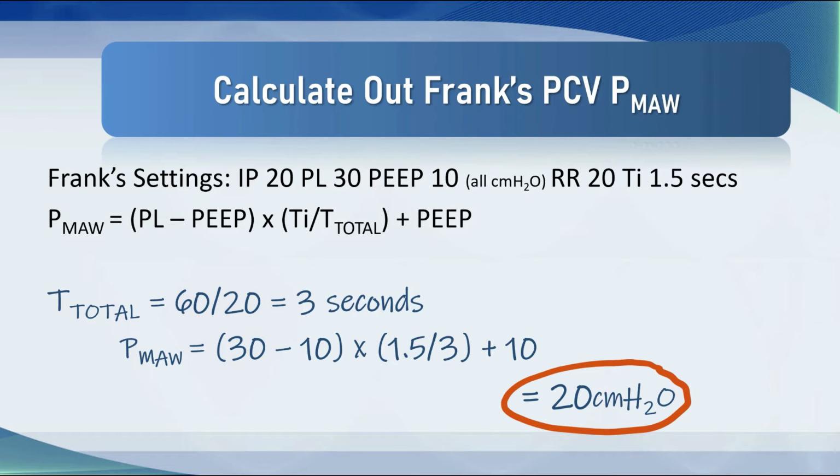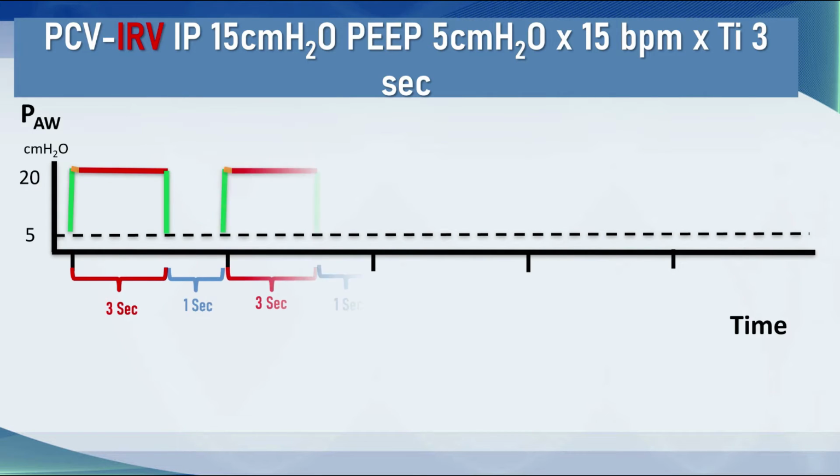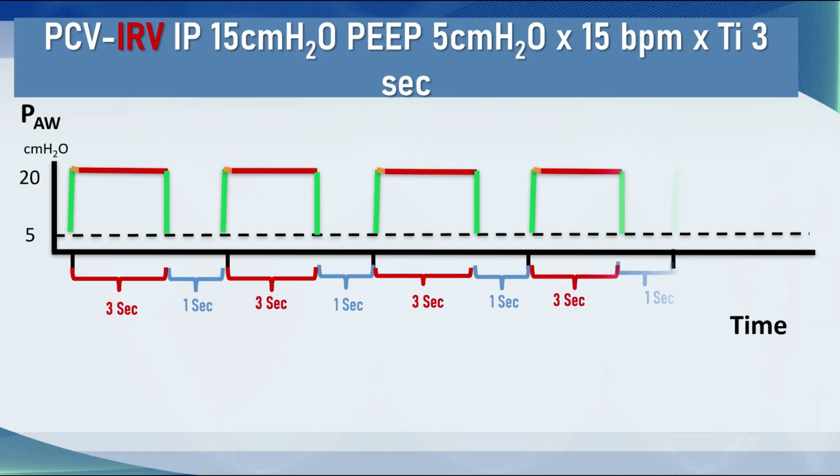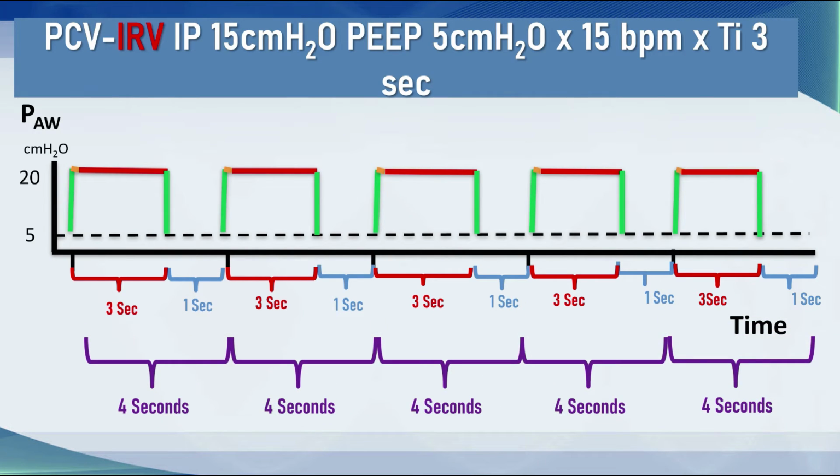Let's explore that. In this situation, we have similar settings to before, but I have inverted the breath. This is known as inverse ratio ventilation, so that the inspiratory time is now 3 seconds and the expiratory time is 1 second. The cycle time is exactly the same, it's 4 seconds, but inspiration is 3 times longer. Everything else, the PEEP, the inspiratory pressure, that is the driving pressure, and the rate is exactly the same.